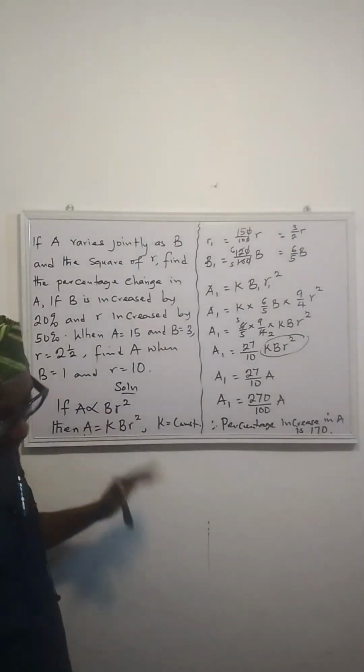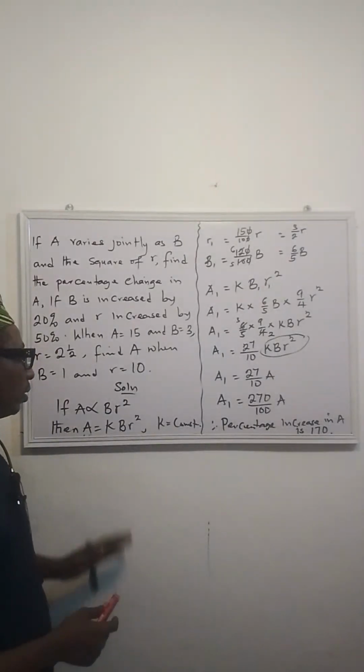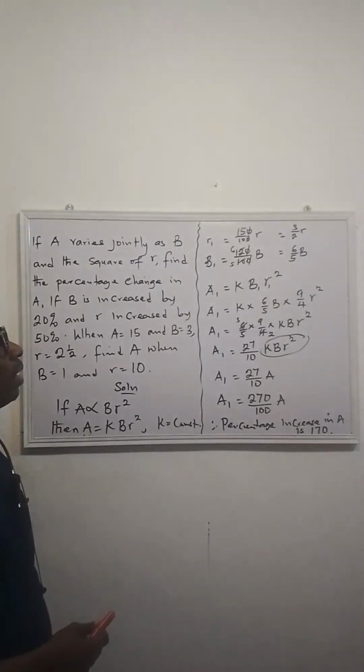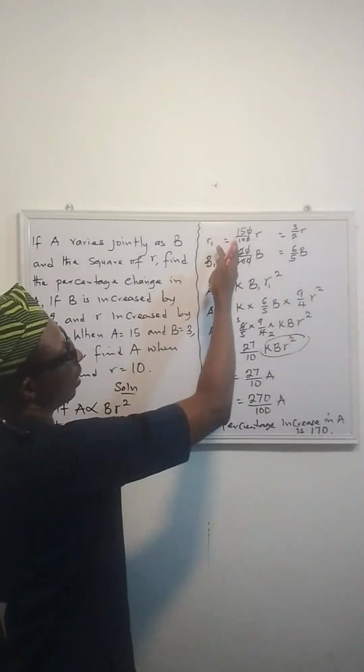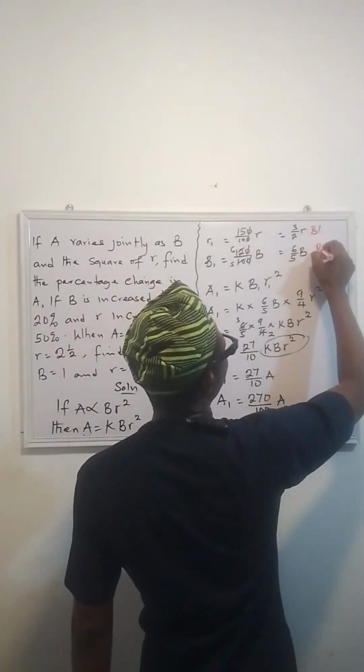But before I clean this, let me quickly show you the way marks will be awarded to this type of question. All right. So now for getting the new R and the new B, there will be a block mark 1 for each.